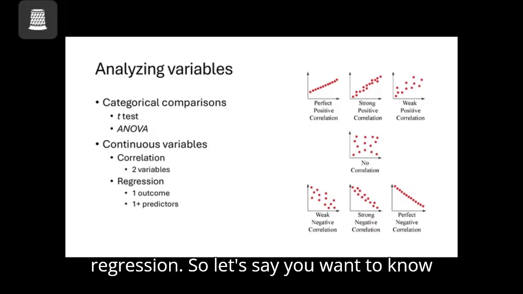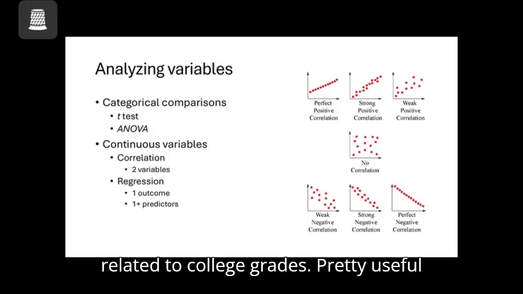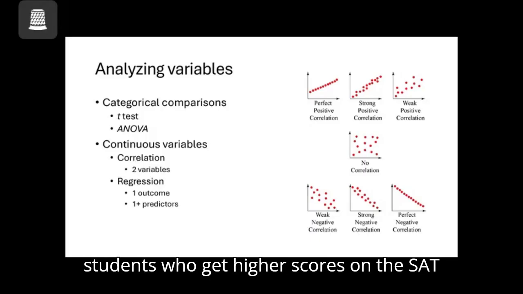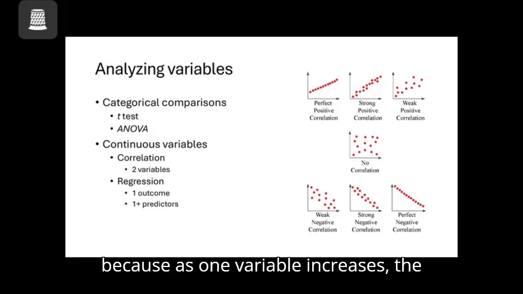So let's say you want to know how SAT scores or ACT scores are related to college grades. Pretty useful to know, right? We have an assumption that students who get higher scores on the SAT and the ACT will also get better grades in college. This is a positive correlation because as one variable increases, the other one increases as well.